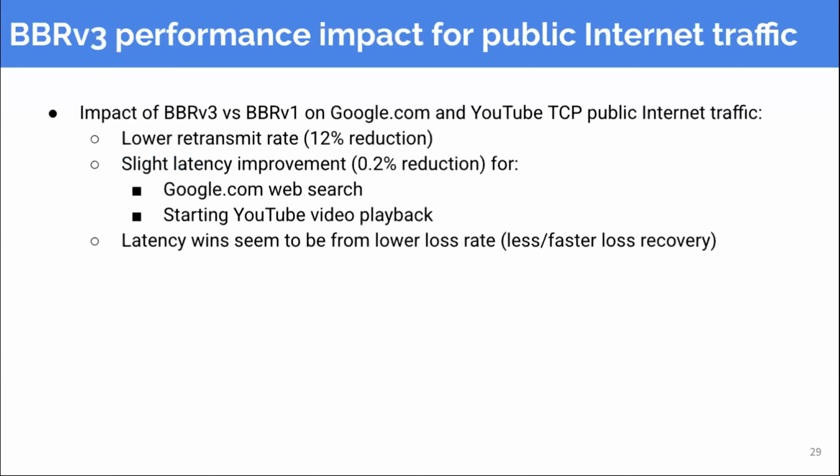So what sort of impacts are we seeing on performance as we transition to BBR version 3? We're seeing lower retransmit rates, so about a 12% reduction. And we're seeing a slight latency improvement for both Google web search and starting YouTube videos. And those latency wins, basically, they seem to be from a lower packet loss rate, which allows for fewer loss recoveries and faster loss recoveries when we do need to recover loss.